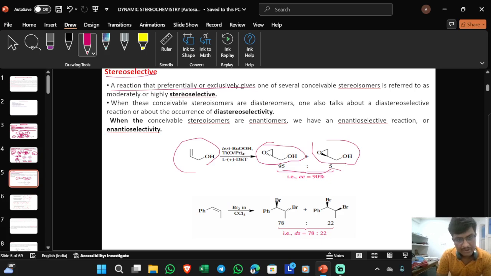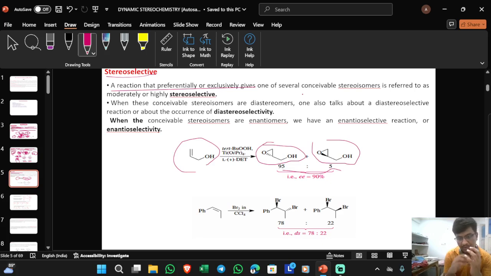In this reaction, exclusive formation of one of several possible stereoisomers is referred to as highly stereoselective. It means there are two compounds, A compound and B compound. A and B compounds are created from C compound. C compound is transformed and A and B compounds are created: A compound in more amount, B compound in less.